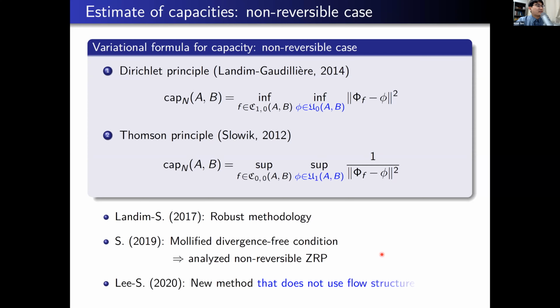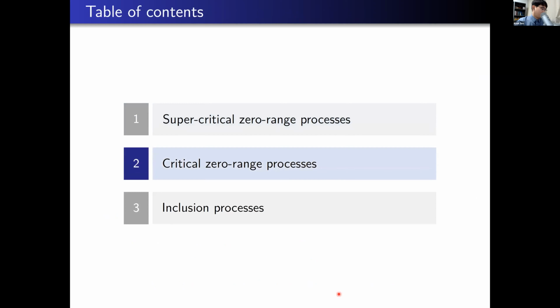In recent work with my student Jungyang Lee, which will be posted to arXiv maybe next week, we found a nice way of estimating this capacity without using this test flow. We only use a test function to estimate capacity. That is another method, and I believe that this is a very nice one in the study of non-reversible processes. Okay, this is the story for the supercritical zero range process.